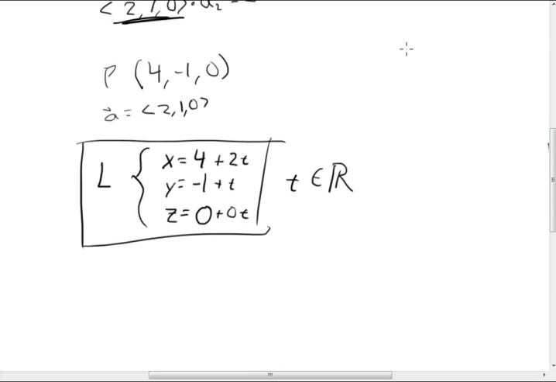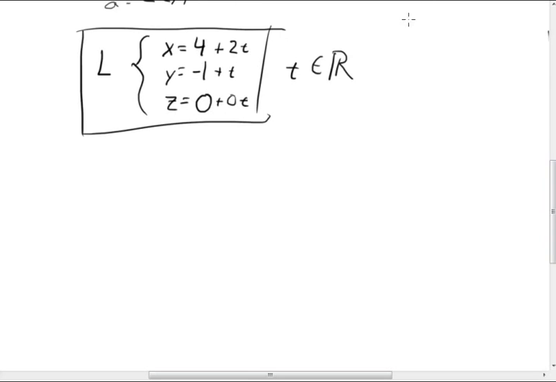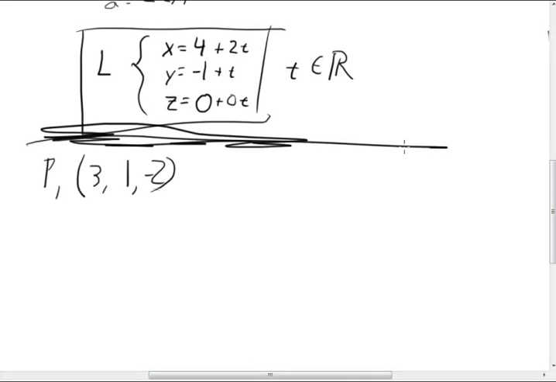And I do have time for one more. So I'll just do an equation of a line that passes through 2 points. So we're given P1 is (3, 1, -2). This is a new problem, by the way. New problem. P2 is (-2, 7, -4).